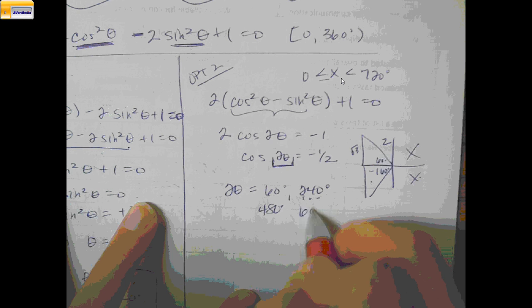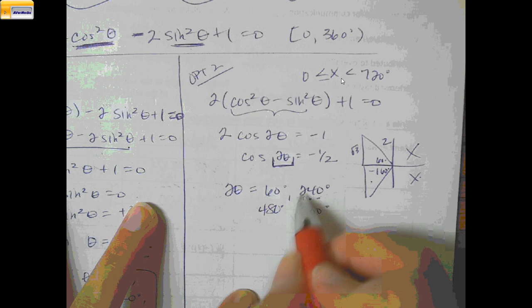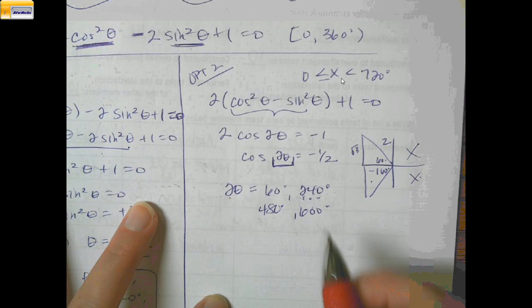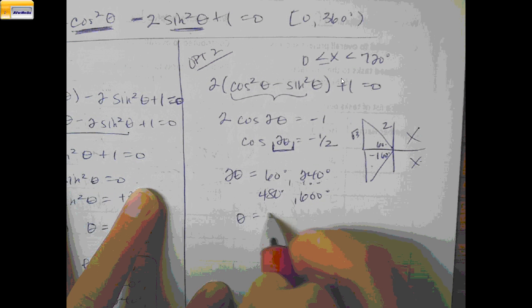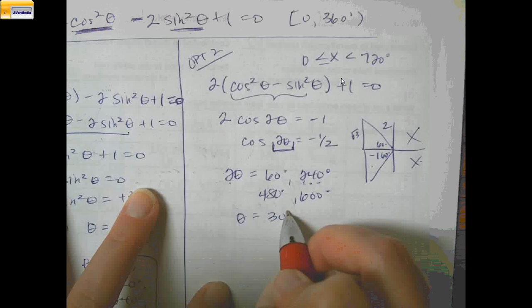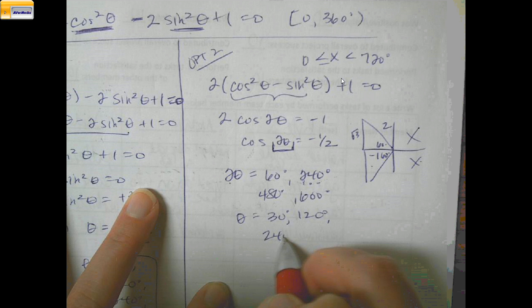Take these 4 angles and we're going to cut them in half because that's a 2 times theta. Divide by 2 and now I have 30 degrees, 120 degrees, 240 degrees, and 300 degrees. And if you look at your answers, ding, ding, ding, they match.